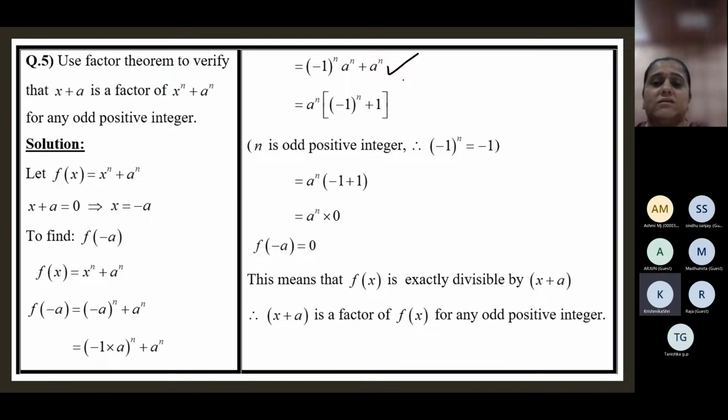Yes, ma'am. Now, this is like one term. This is the second term, separated by a plus sign. The plus and minus signs are the separators. So this is one term, this is another term. What is common between these two terms? A to the power n is common. Bring it out. Then what will you get inside the bracket? Minus 1 to the power n plus 1. Because when you multiply this and this, you should get the first term. When you multiply this and this, you should get the second term. Please check if you're getting it.